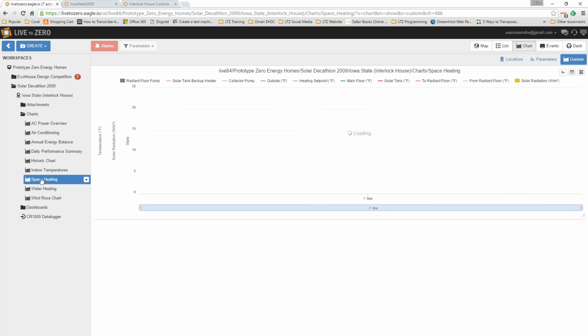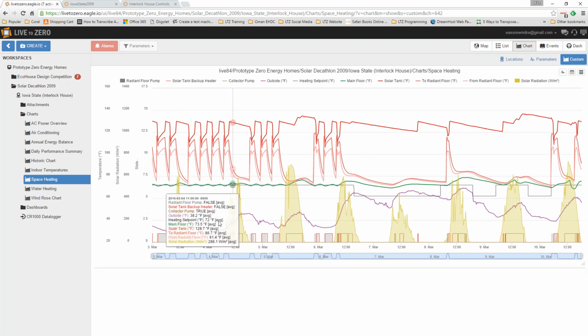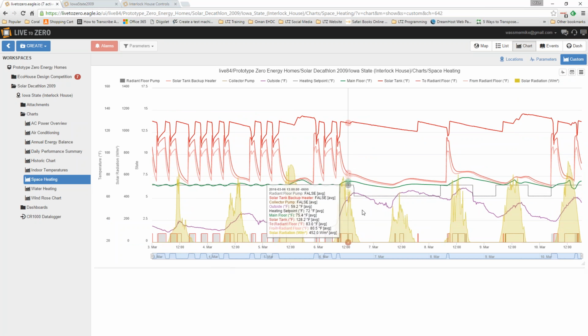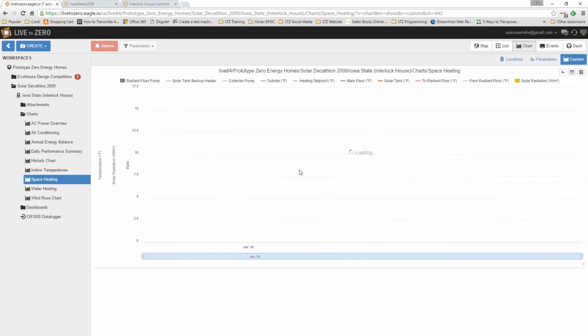I'm looking at the space heating chart right now. All right. So this actually was a pretty mild week in. Oh, wait, this is March. I'm looking at the wrong thing. Hang on. Calendar. Oh, that's what happened. Let me do it this way. 3 months worth of data. Actually, this might take too long to load.